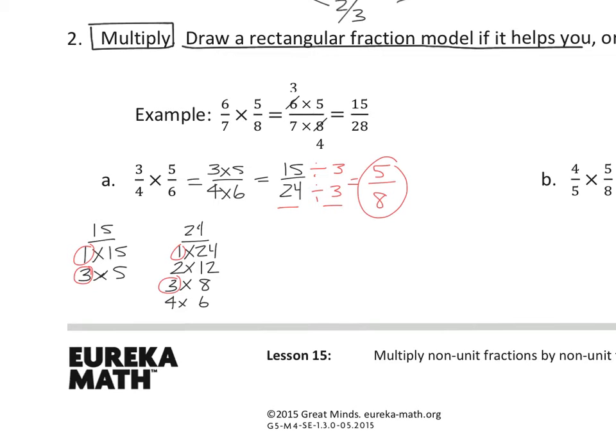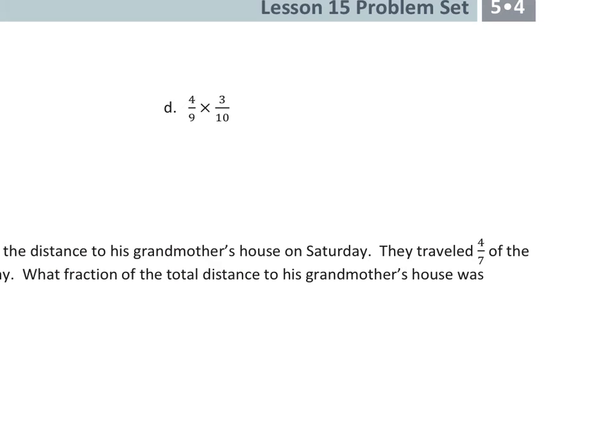All right, moving on to the next page. All right, so we're going to do 2D. And just as a review, remember the numerators get multiplied together. So we have 4 times 3. And the denominators get multiplied. So we have 9 times 10. And so we have our fraction of 12/90. Ooh, this is going to be a fun one to see if it's in simplest form.